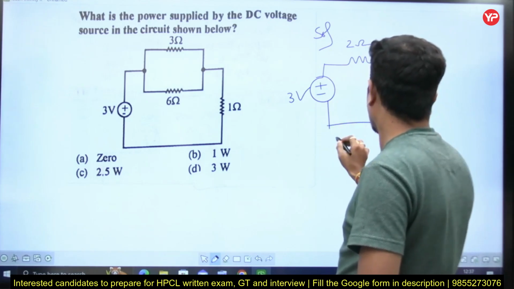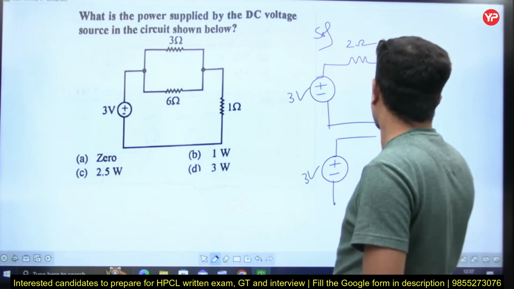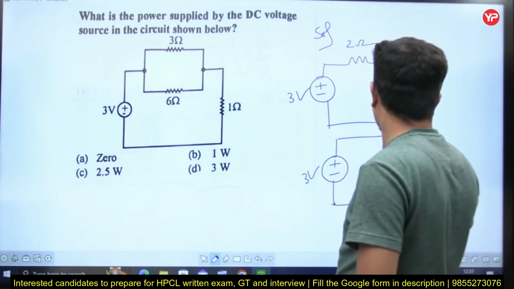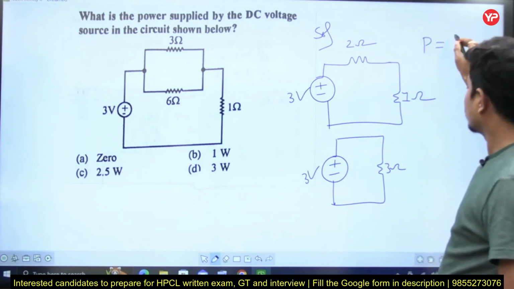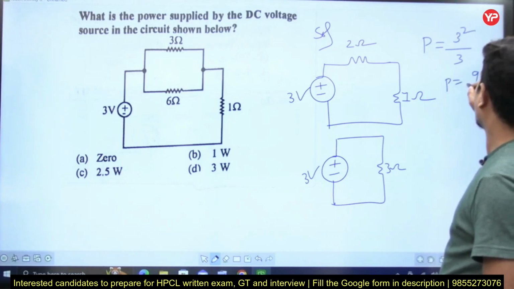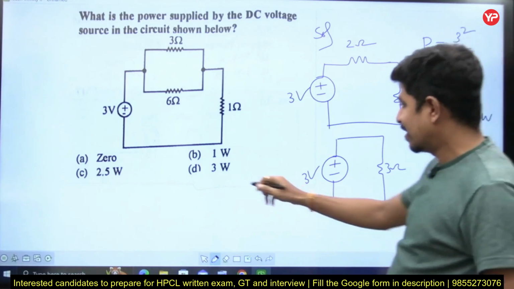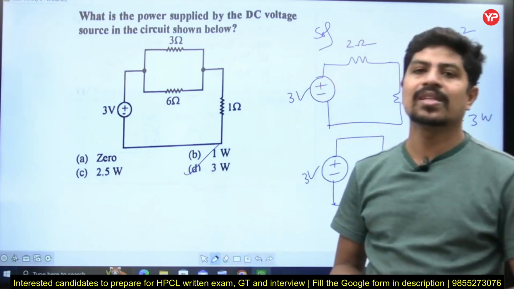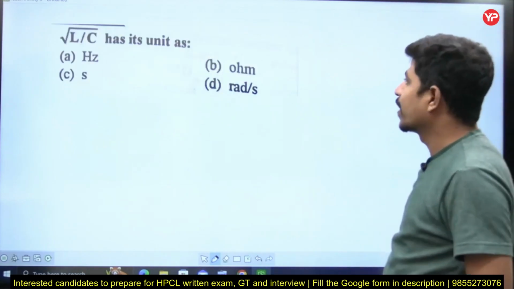Now this is plus minus 3 volts. This is 3 ohms. Now power is equal to V square, 3 square by R. So power is equal to 9 by 3. So power is equal to how much? 3 watts. See, this kind of question was previously asked in many PSU examinations. Right? Let's go to the next question.